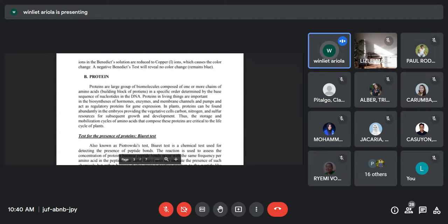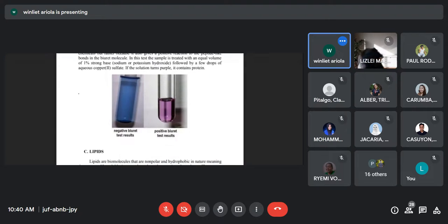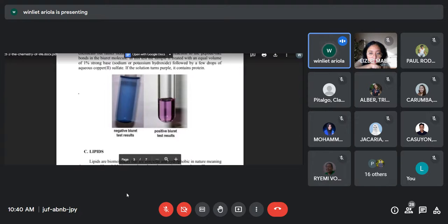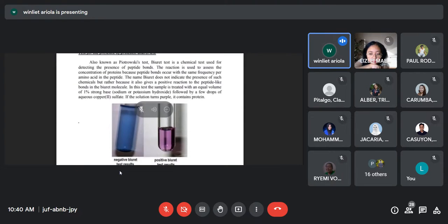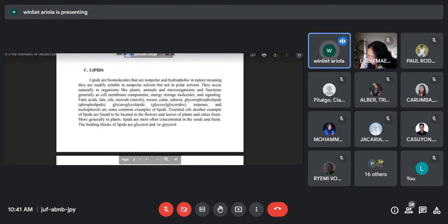Next we have the protein. In testing the protein, you will be using the Biuret test, also known as Piotrowski's test. What is the positive? Positive is purple and negative is still blue. Okay? Positive purple, negative blue, that is for testing the presence of protein, the Biuret test. And next one is the lipid.